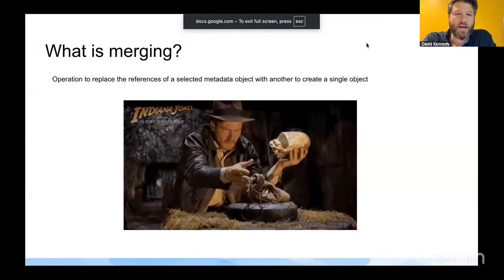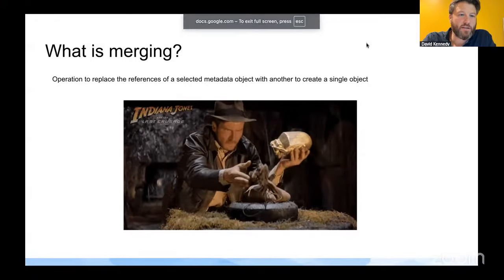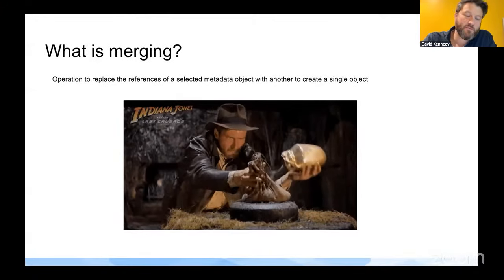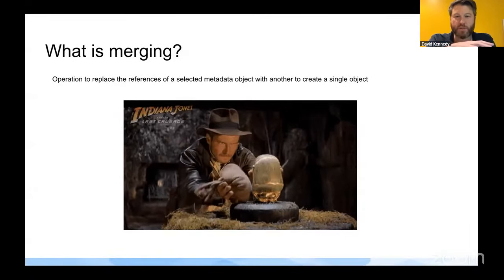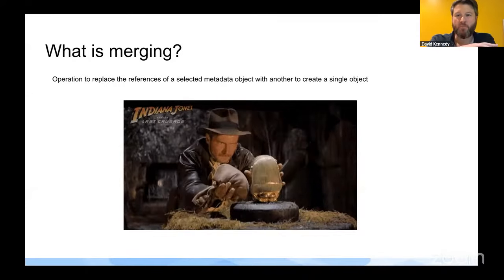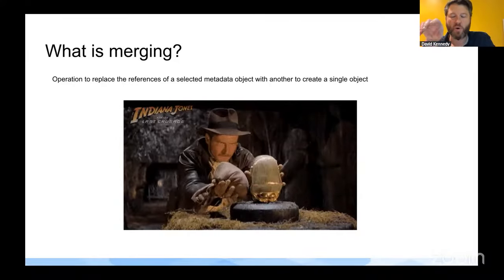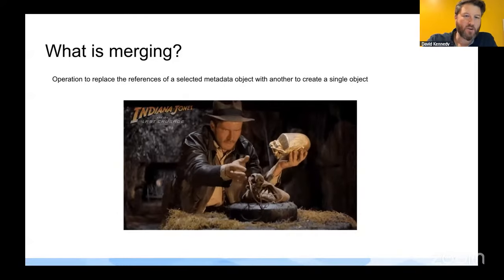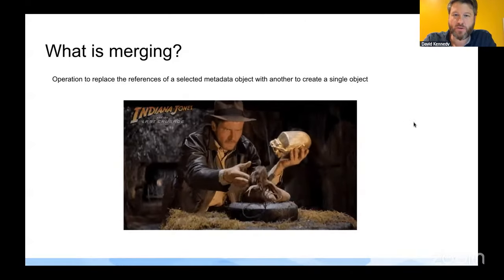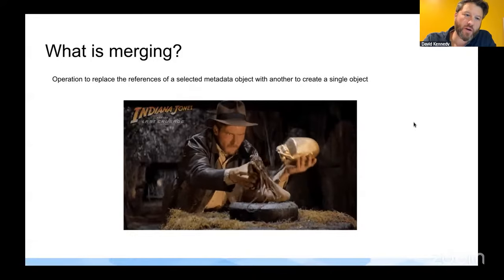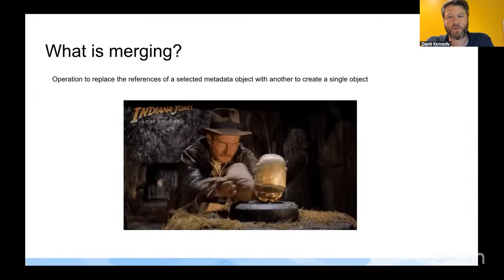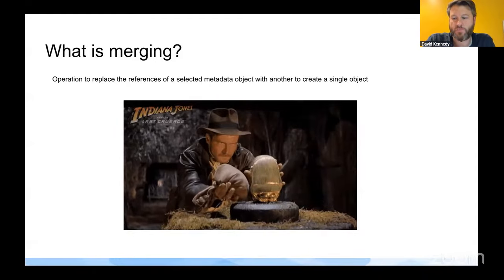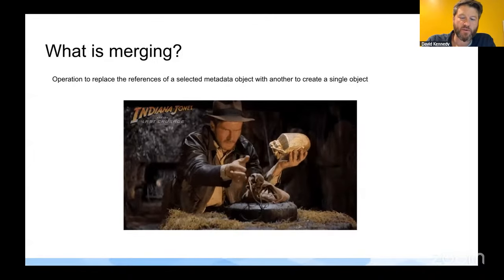So I did want to pop this reference in, mostly because I like it, but also I think it actually helps a little bit, because merging is a little bit more like a find and replace, kind of moving one object and putting a new one in. It's not the exact right metaphor, but good enough to use this picture. So it's an operation where we replace the references of a selected metadata object with its duplicate to merge them into one object. We'll go through that in a little bit more clarity, so hopefully by the end of this, it'll be very clear exactly what that means.